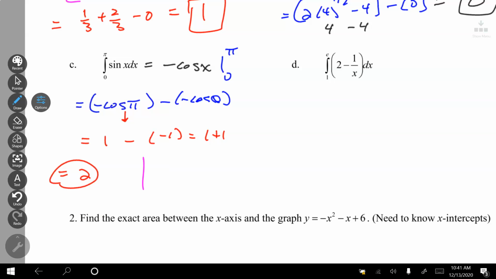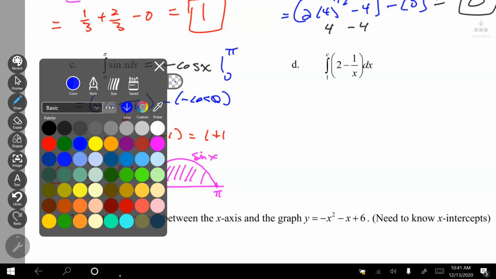So what is this saying? If you can remember what the graph of sine looks like from 0 to pi, it looks like this. It is saying that this graph has area equal to 2.